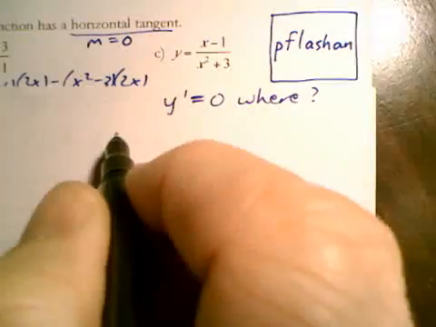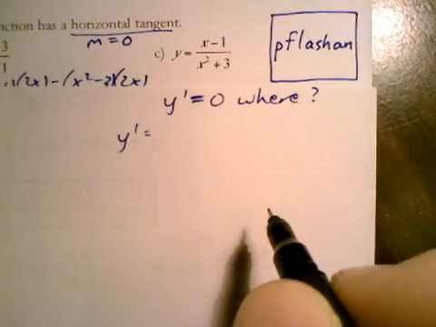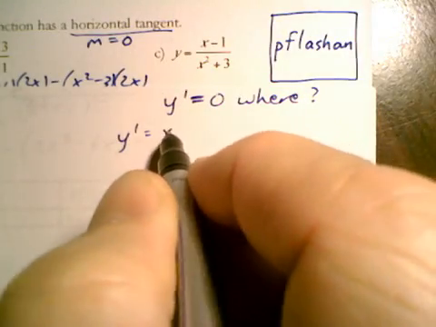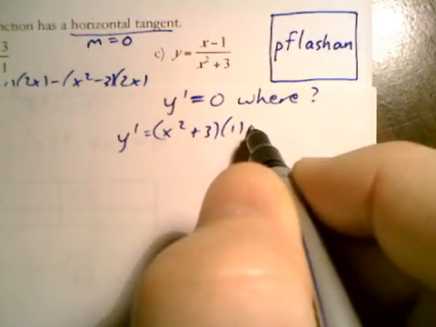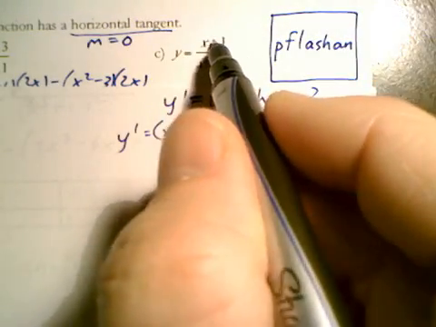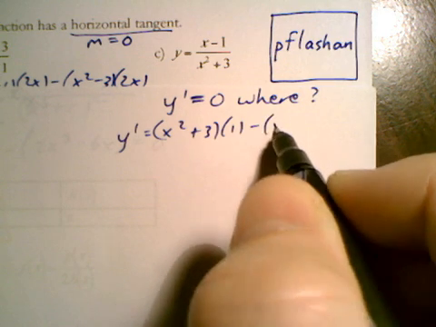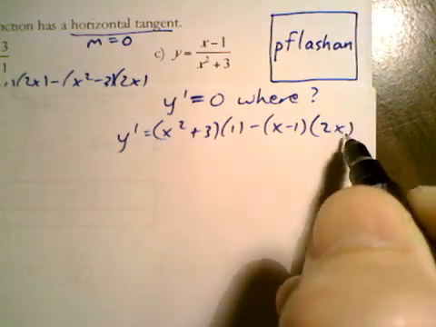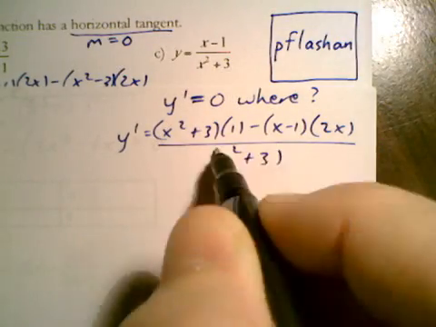And here's the function. Y prime is equal to, we have a quotient, so we're going to use the quotient rule, and the quotient rule is low d high minus high d low. So we have low, x squared plus 3, times d high, which is 1, minus high, the numerator, multiplied by d low, the derivative of the denominator, so 2x. Low d high minus high d low, and then over low squared.